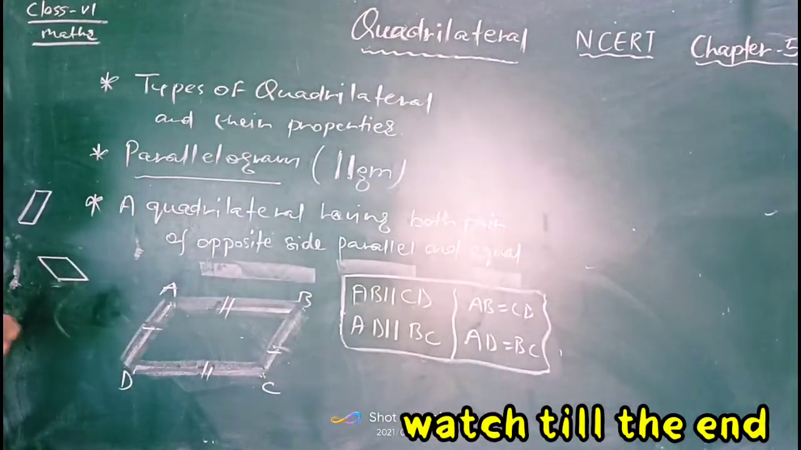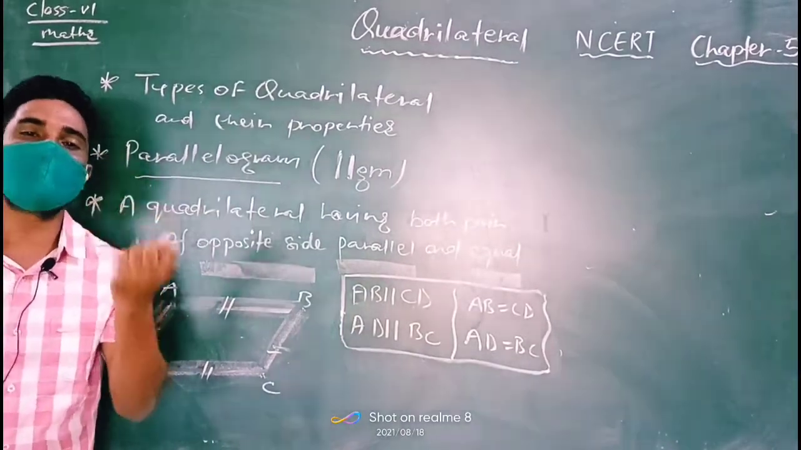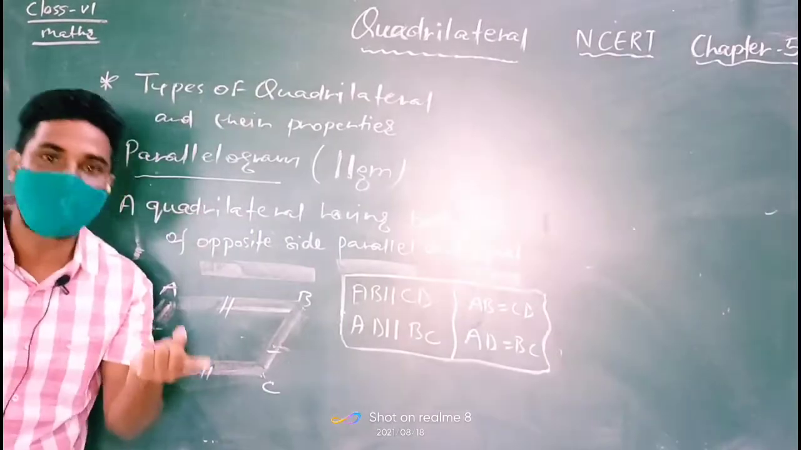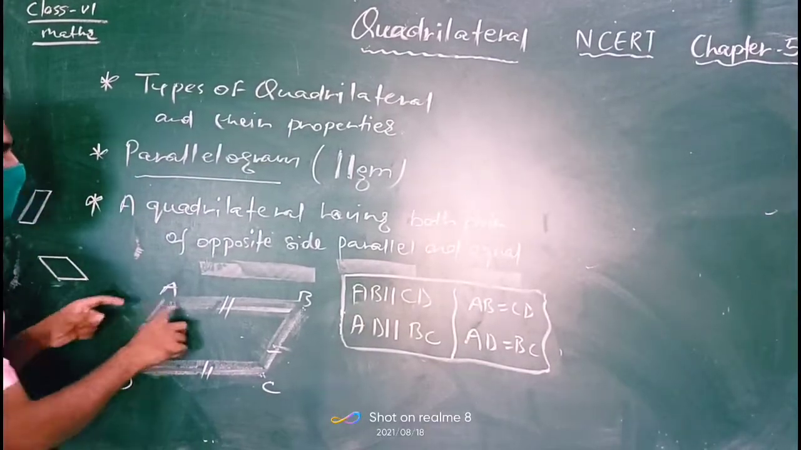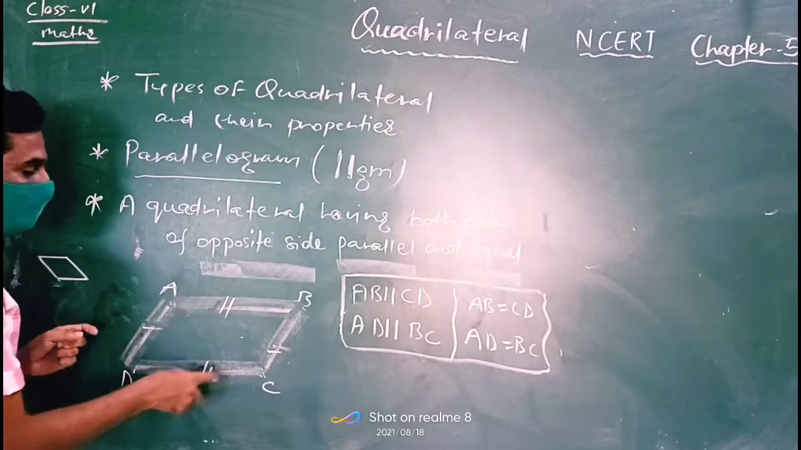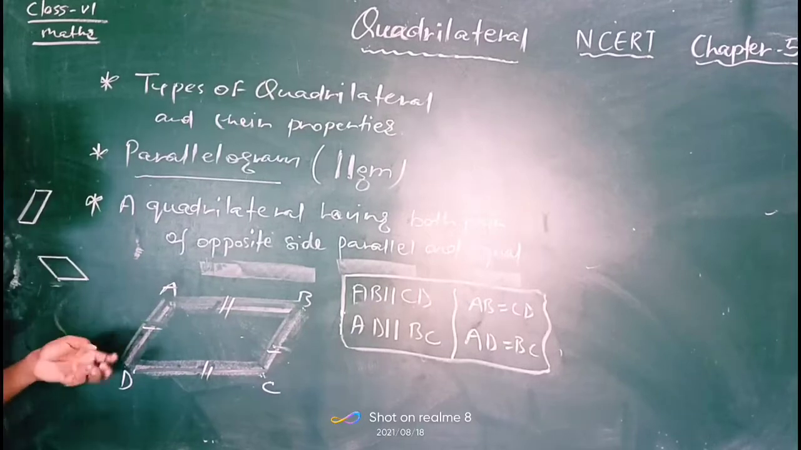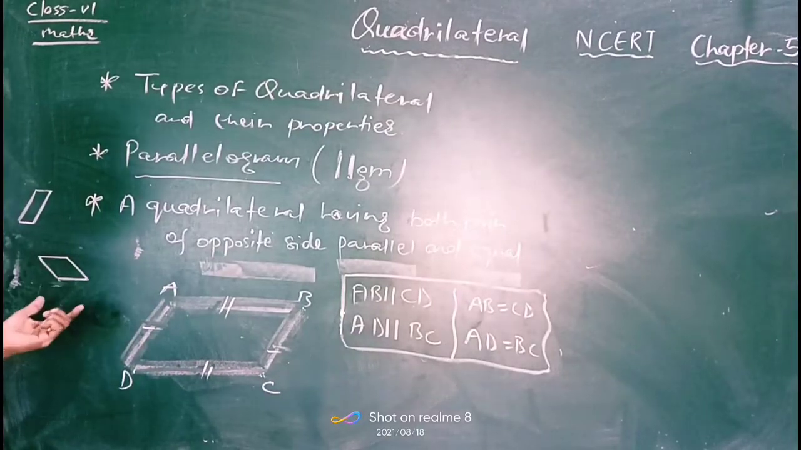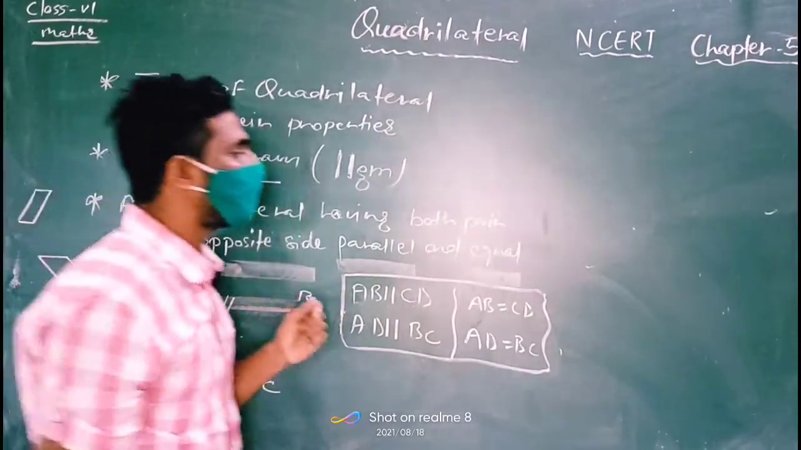So if any quadrilateral is there in which both pairs of opposite sides are parallel as well as equal, then it is called a parallelogram. Equal means what? If this is 5 meters, this will also be 5 meters; if this is 2 centimeters, this will also be 2 centimeters. The measure can be anything, but opposite sides are always equal. So this is a parallelogram.